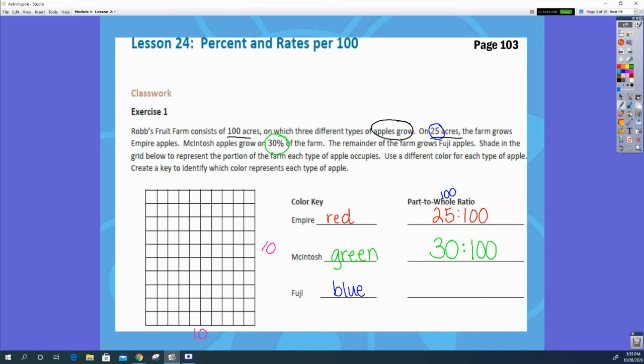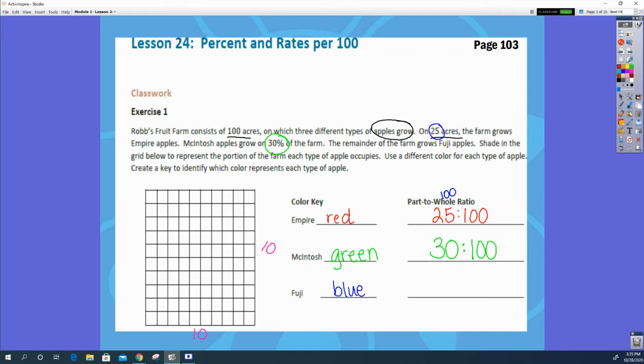Okay, and then the last set of apples that they have was the Fuji. It said the remainder was Fuji apples. Now, they did not give us a number for Fuji, so we are going to have to figure that out, okay? And so what I want to do right now on this grid is I want to start with my Empire apples, and I want to shade in 25 units or 25 blocks of my 100 grid.